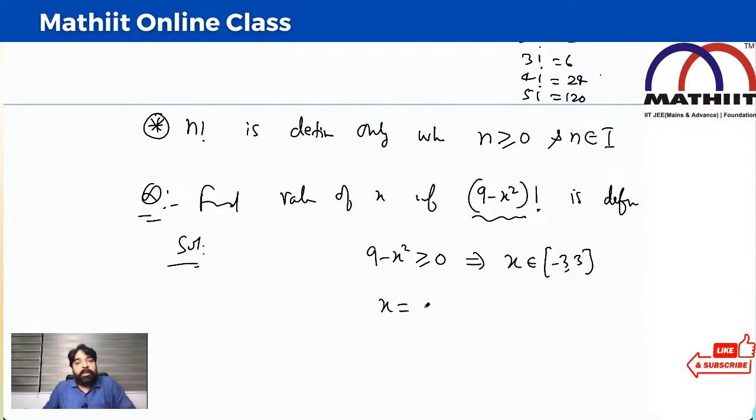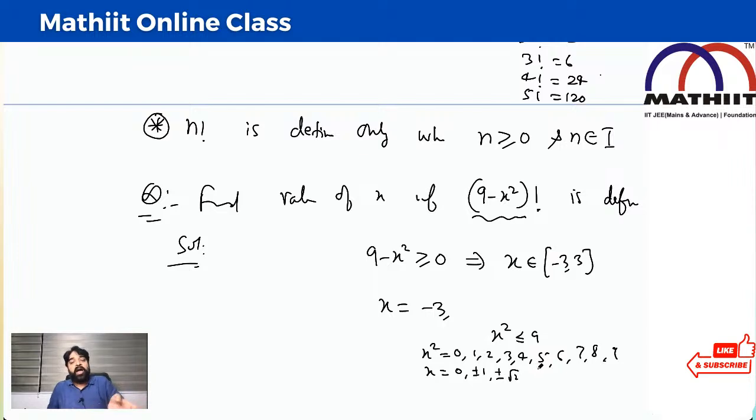Possible values of x, so many values will come. Minus 3 will be there. And after that, see, x square should be an integer. Where is x square lying? x square should be less than or equal to 9. So what are the possible integer values of x square? 0, 1, 2, 3, 4, 5, 6, 7, 8, and 9. So x can be 0, or plus minus 1, or plus minus root 2, or plus minus root 3, or plus minus 2, and so many possible values will come. Have you understood my point?